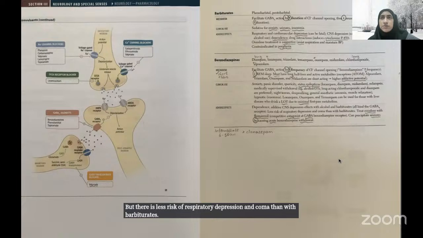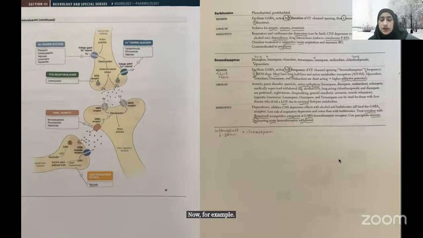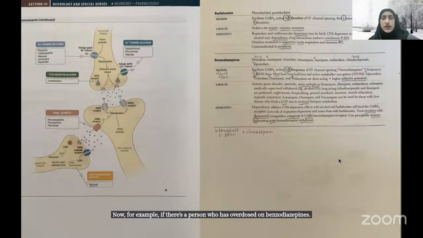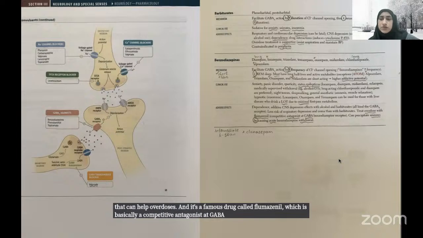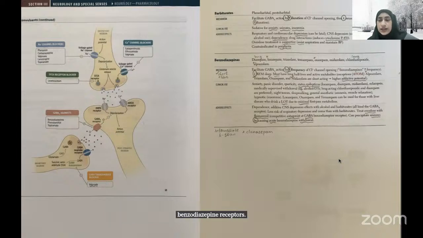Now, for example, if there's a person who has overdosed on benzodiazepines, thankfully, we have a drug that can help with overdoses. It's a famous drug called flumazenil, which is basically a competitive antagonist at GABA benzodiazepine receptors. It can precipitate seizures by causing acute benzodiazepine withdrawal. So, this is another side effect that you should remember.